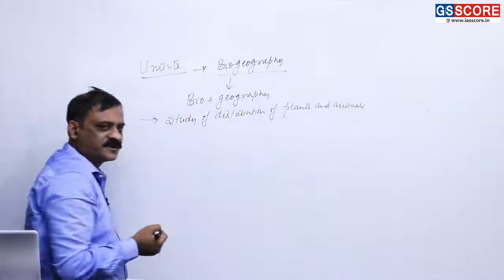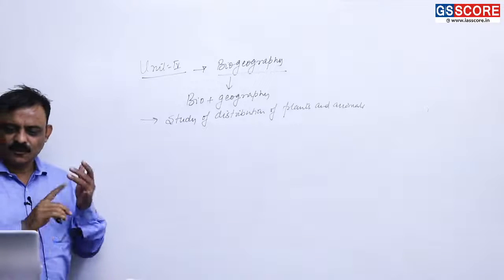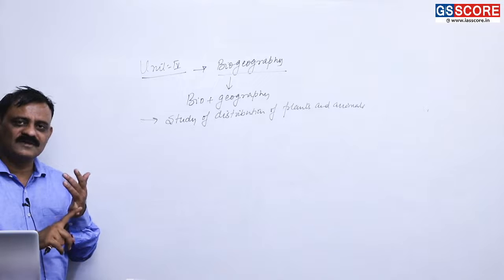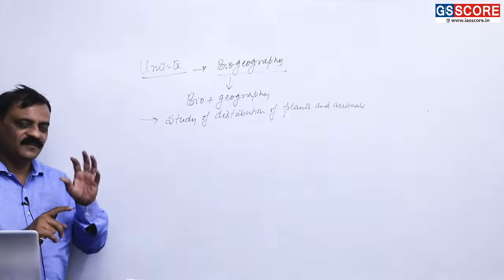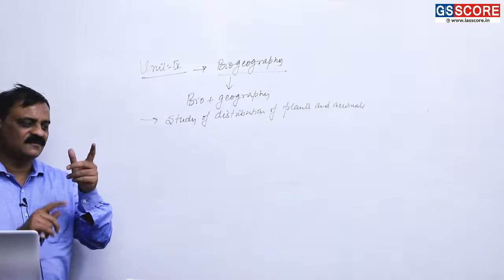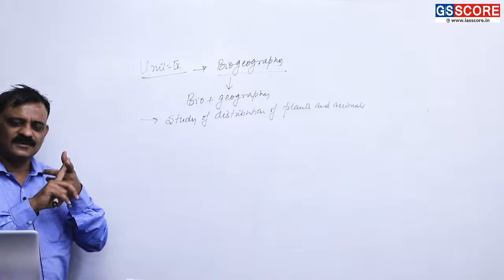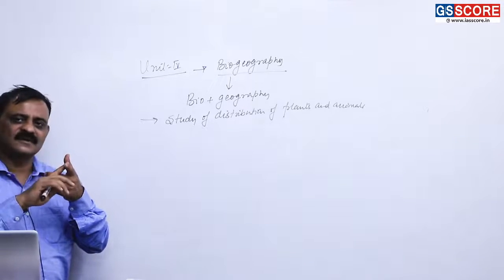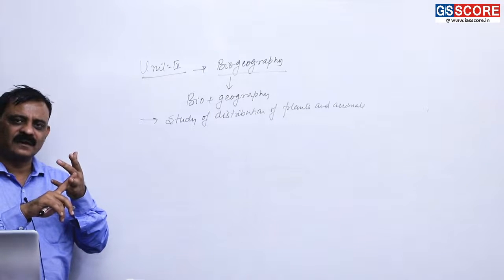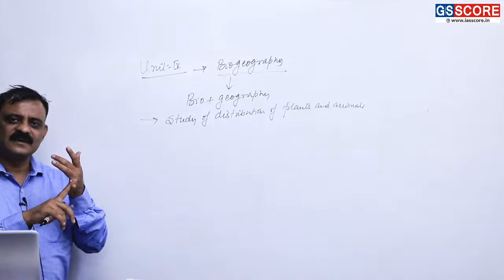Study of the distribution of plants and animals. So what is geography? Geography is a study of Earth system, and in the context of the Earth system, again, we will recall all those five components. First component is lithosphere or a geosphere in a broader sense. Another component is atmosphere. Third component is hydrosphere, and the fourth component is biosphere.